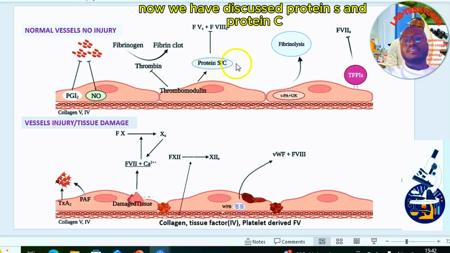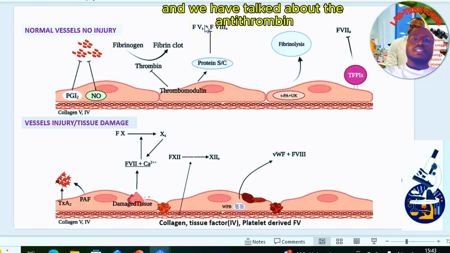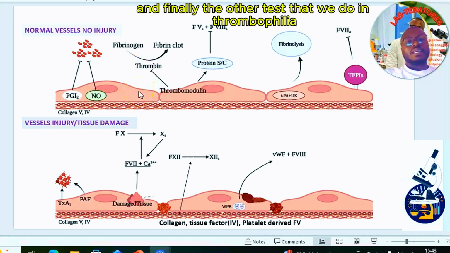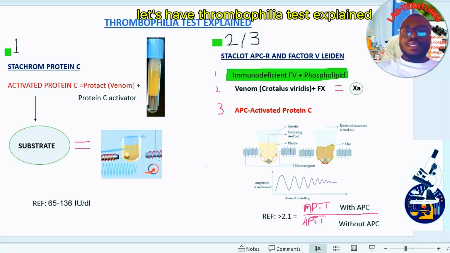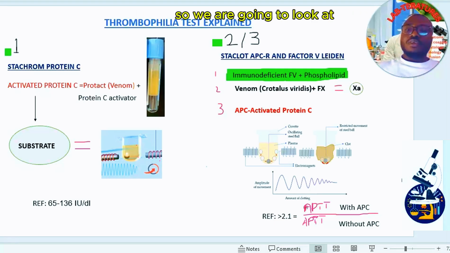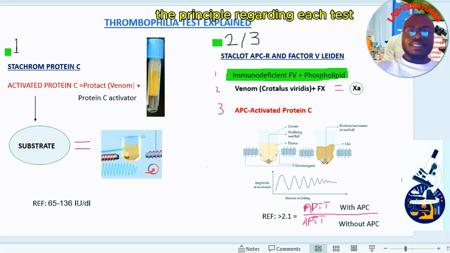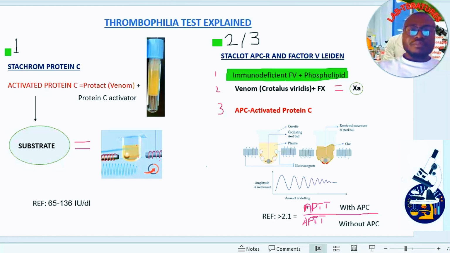Now we have discussed protein S and protein C. We have talked about the factor 5 Leiden, and we have talked about the antithrombin performing almost the same function as thrombomodulin. And finally, the other test that we do in thrombophilia is activated protein C. Let's have the thrombophilia test explained. So we are going to look at the individual tests that come together to form the thrombophilia screening, the principle regarding each test, and how their results or outcome contribute to interpreting thrombophilia screening.